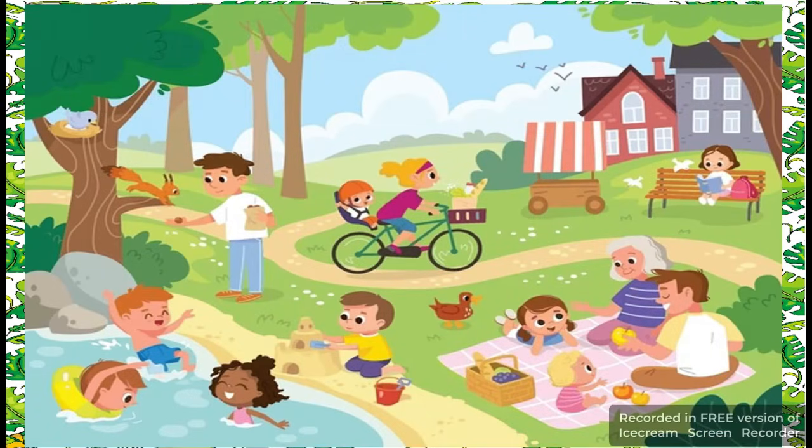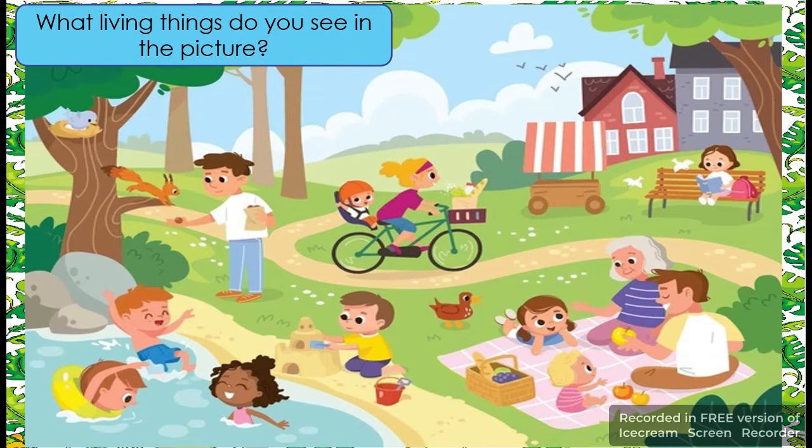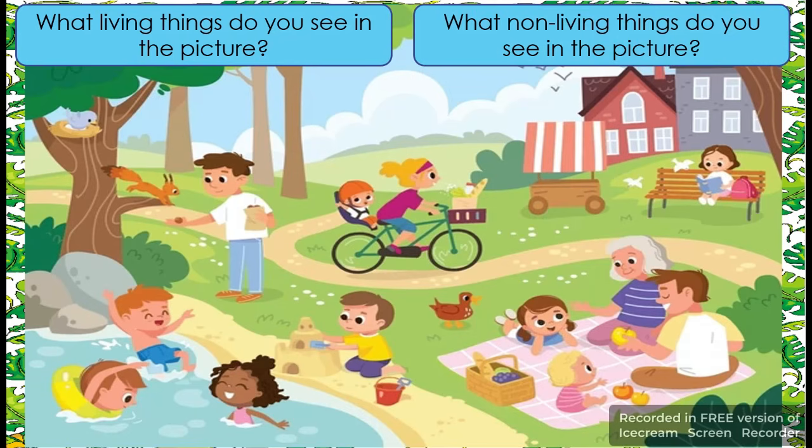Good job, kids! Now, look at the picture. Observe the living and non-living things that show in the picture. What living things do you see in the picture? Very good. There are people, animals, and trees in the picture. What non-living things do you see in the picture? There are bicycles, sand, rocks, and houses.